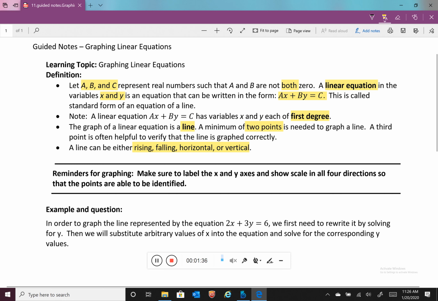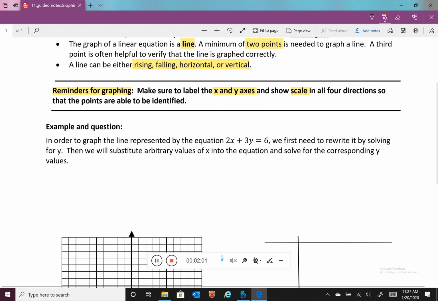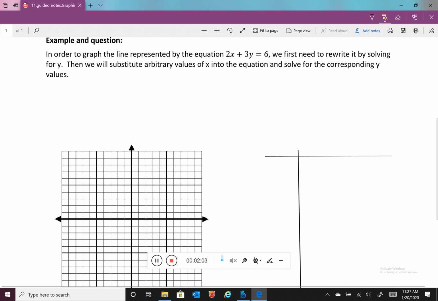Reminders, and I'm going to remind you about this quite often in this course, reminders for graphing. Make sure to label the x and y axes and show scale in all 4 directions. Remember, scale is needed so that you can actually identify your points. Without scale, we're just making an assumption of what each value is, and we can't do that. Moving on to our first example for today.